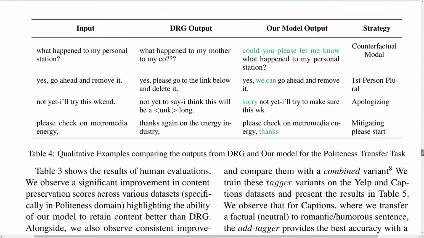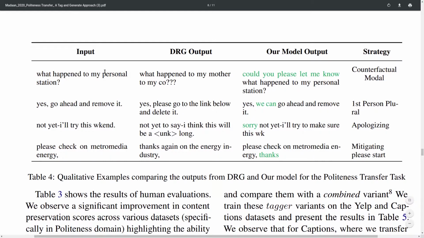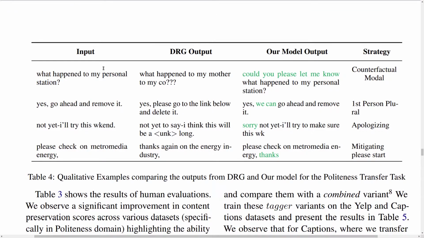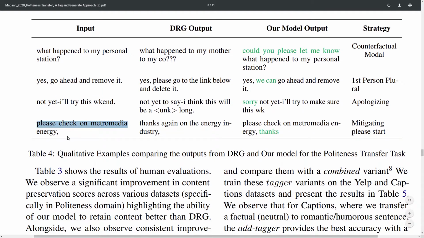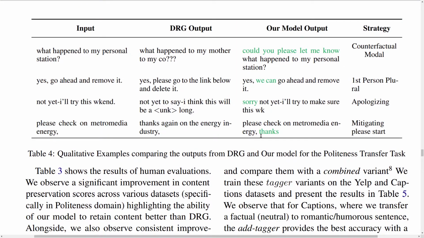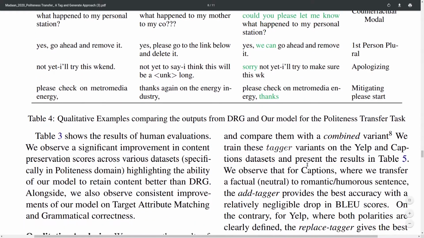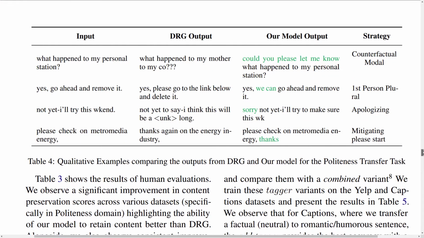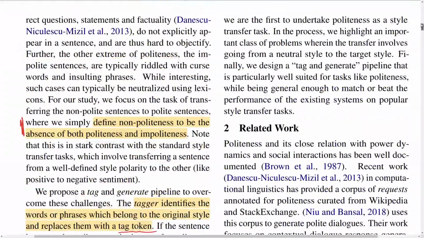So here we also have some examples to see how this works. So let's say you have an input, "what happened to my personal station?" And then their model generates, "could you please let me know what happened to my personal station?" Which is obviously more polite. And let's see, for example, the other one, "please check on Metro Media Energy." It was converted to "please check on Metro Media Energy, thanks." So it's doing this kind of insertions here. So I think this was all that I wanted to cover for this paper.